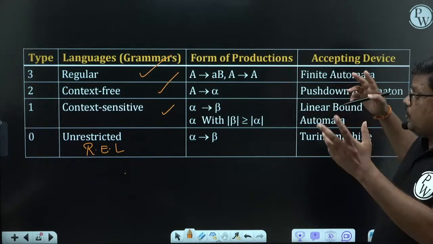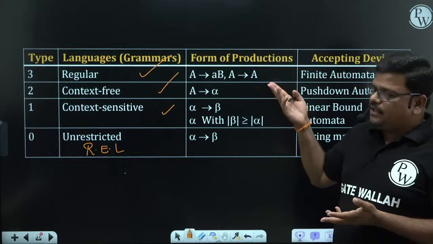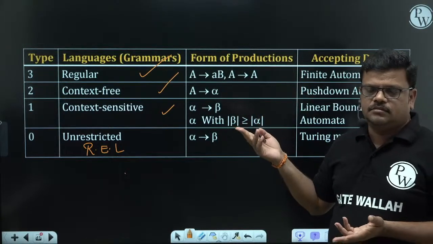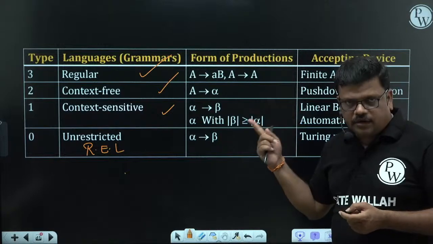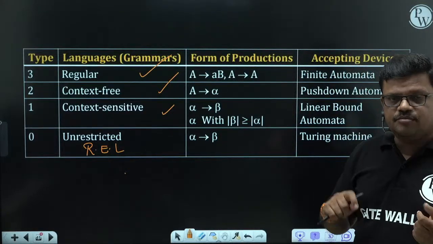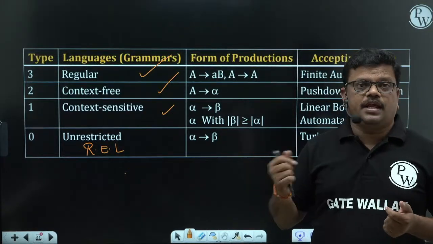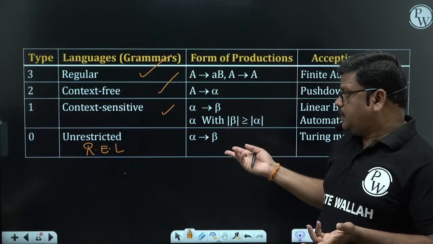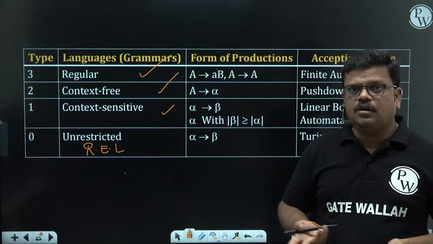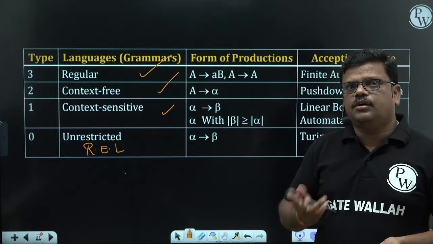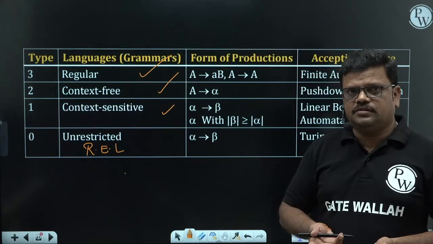We'll study all these one by one. Take regular grammars: construction of finite automata, regular expressions. Take context free grammars: construction of pushdown automata, context free languages. Unrestricted grammars: construction of Turing machines. This is the overall concept of grammar. This is what we are going to study in our future classes on grammars.